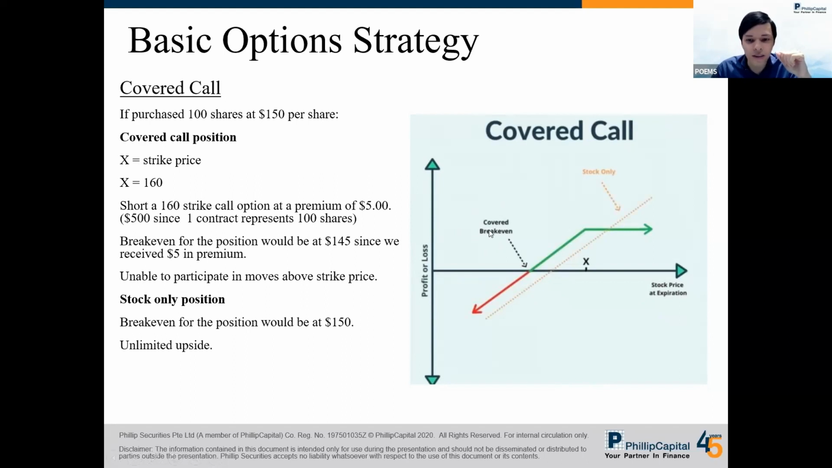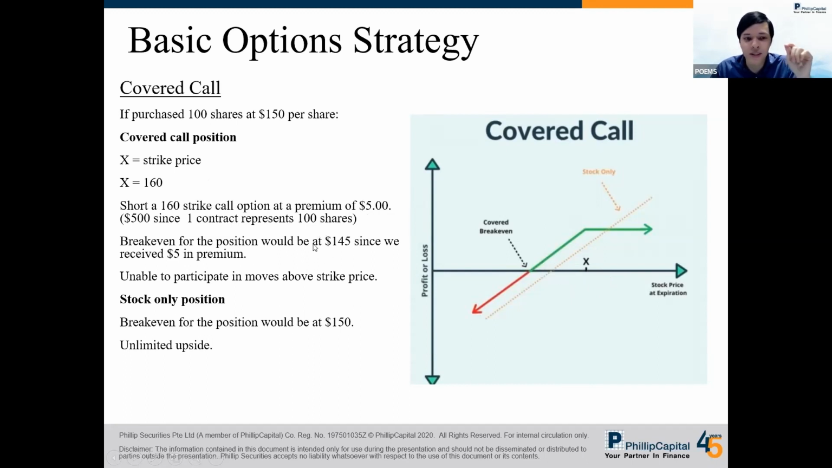I'll do this side by side, so it'll be easier to understand. We'll start off by, let's just say you purchase 100 shares for $150 per share. Since you have 100 shares, you can do a covered call position whereby you are shorting a 160 strike call option for a premium of $5. This is your strike price. This is your stock price over here.